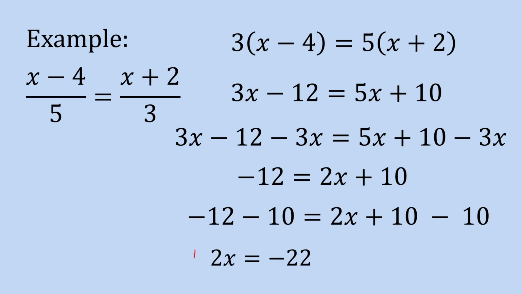We can multiply both sides by 1 over 2. Here also 1 over 2. So the answer will be x is equal to minus 11. Because these two will cancel and 2 times 11 is equal to 22.